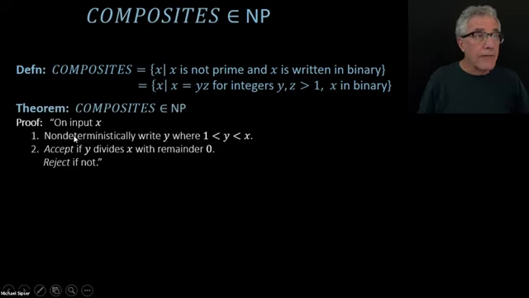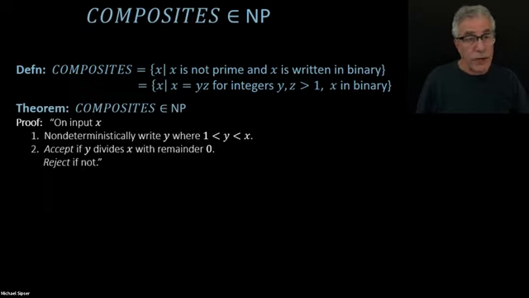And after we've non-deterministically chosen Y, then we're going to test to see if Y is really a factor. So we'll see if Y divides evenly into X with a remainder of 0. If that branch successfully picked the right Y, it's going to accept. Some other branch might have picked the wrong Y, and will not. And if X is really a composite number, some branch will find the factor.